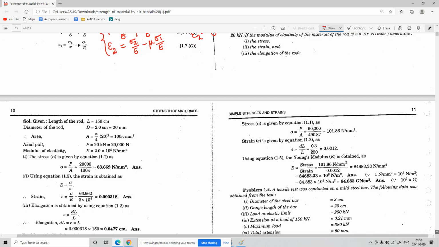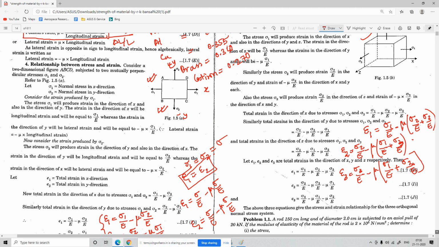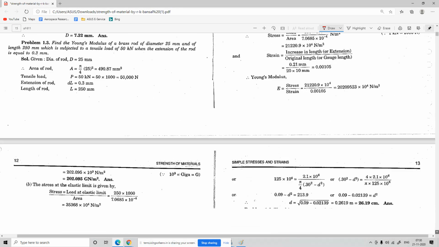Noted, right? Have you noted the formula? Yes, ma'am. Okay, fine.